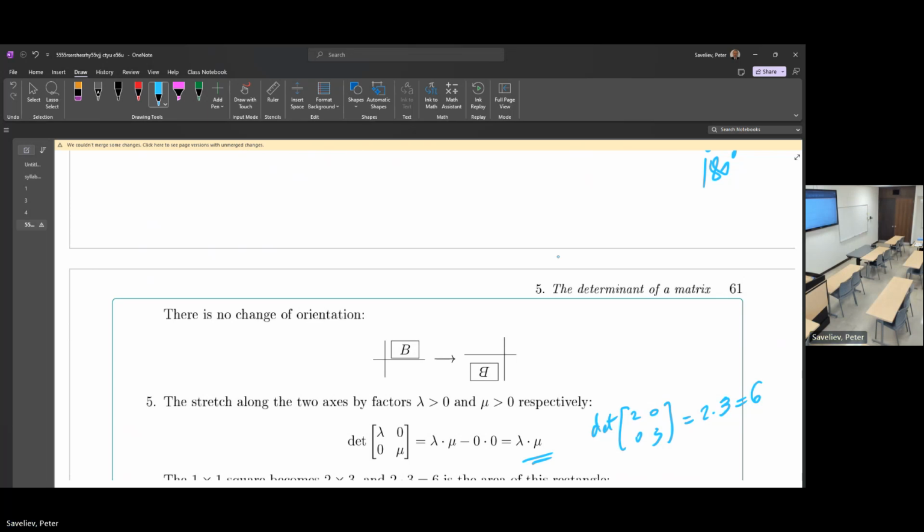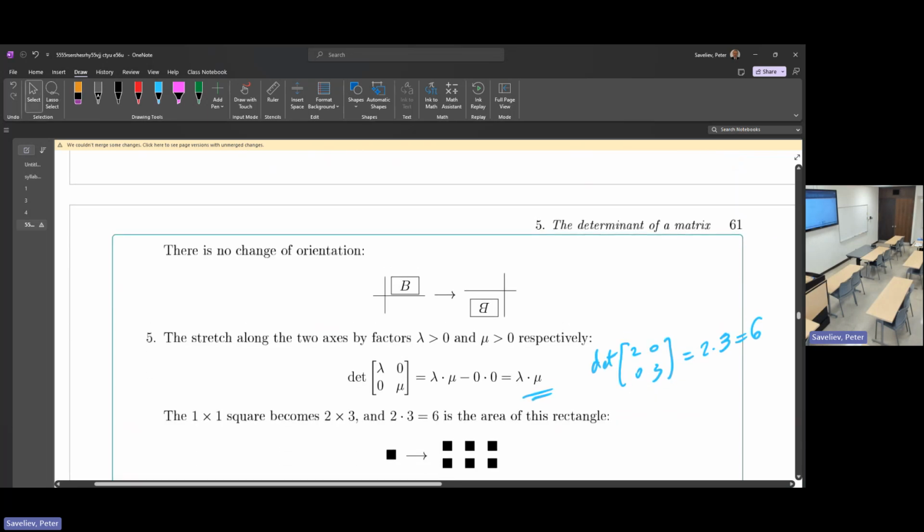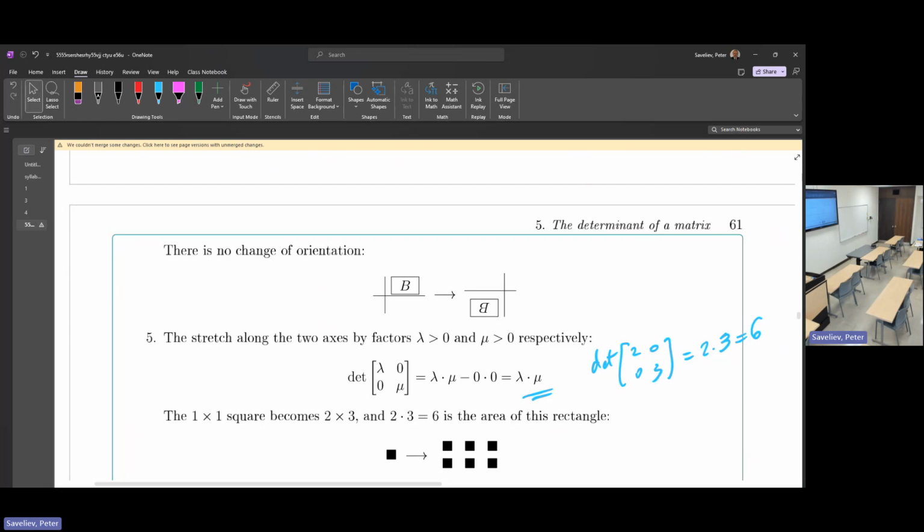To what? The area. Exactly, yeah. So you can speak separately of 2 and 3, different stretches. Length horizontally doubled, tripled vertically, but what's the meaning of 6? That's the change of the area. So the unit square, 1 by 1, becomes 3 by 2.